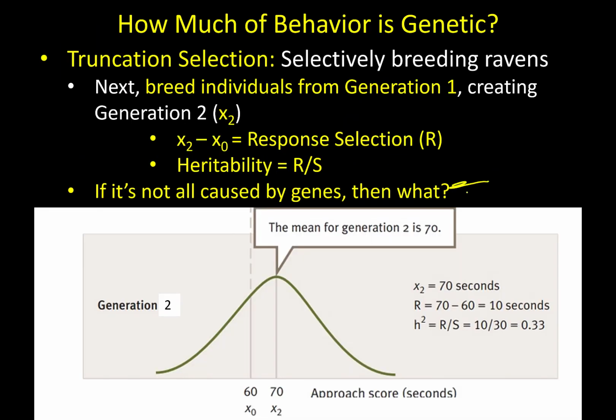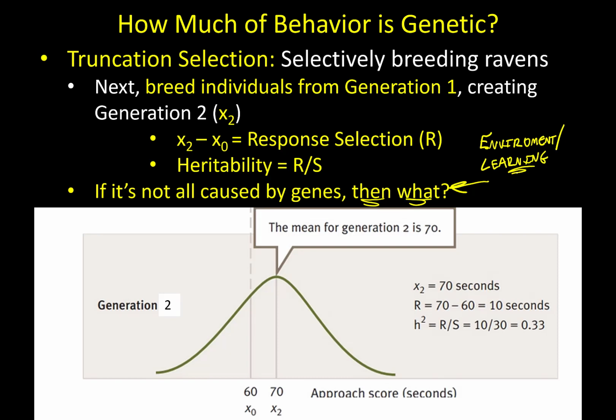So if a behavior isn't all caused by genes, then what is it caused by? What else is influencing this behavior? It can be either environmental factors and/or learning. You might learn a different approach strategy from a member of your flock or from your parents, one that's slightly different than the one that you are inherently born knowing how to do. There might be effects of diet or upbringing.